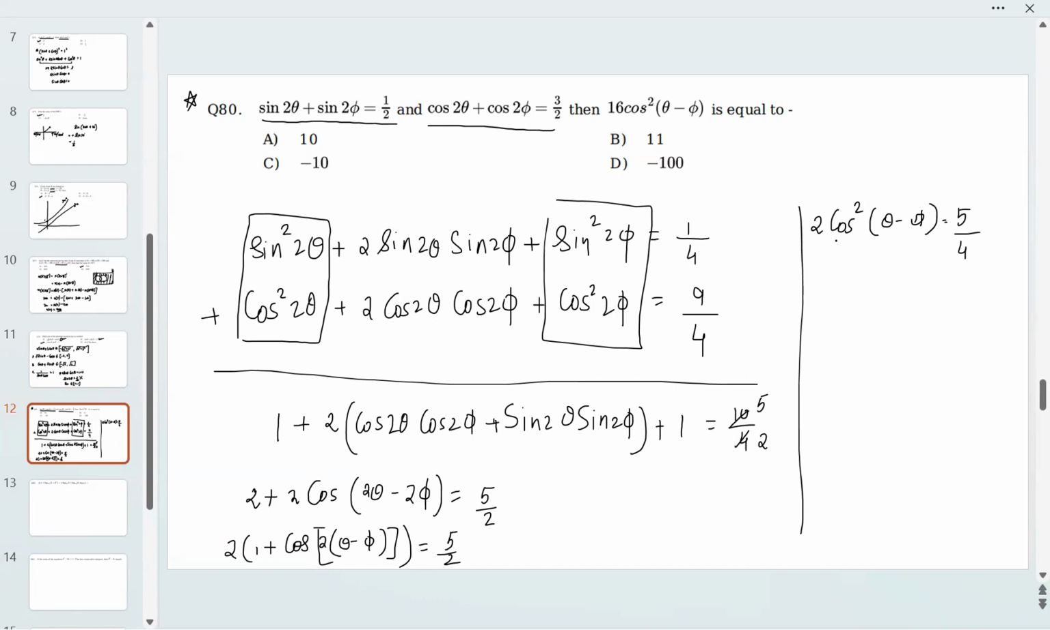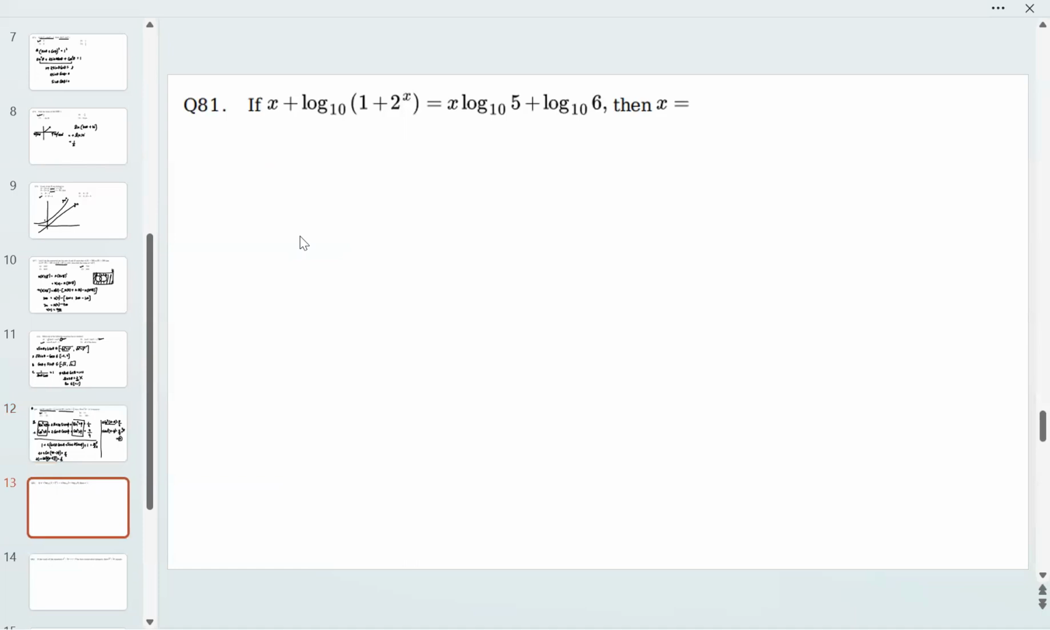Again, we need 16 cos square theta. We have 2 cos square. So if I multiply both sides by 8, I will get 16 cos square theta minus 5 on the left, and here I will get 5 upon 4 into 8. So 4 twos are 8, and 5 twos are 10. So the value of 16 cos square theta minus 5 is 10, which is option A. Please note this step, this step is important: squaring and adding.